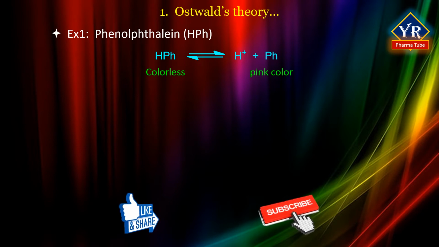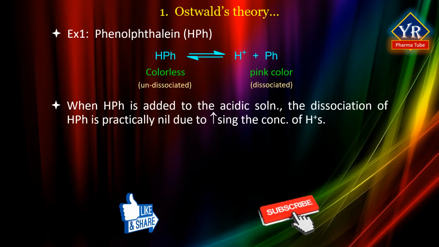Phenolphthalein can change its color from colorless to pink when increasing the pH of the solution. The undissociated phenolphthalein is colorless while the phenolphthalein ions are pink in color. When phenolphthalein is added to the acidic solution, the dissociation of the phenolphthalein is practically nil or negligible due to increasing the concentration of the hydrogen ions, which means that the solution remains colorless.